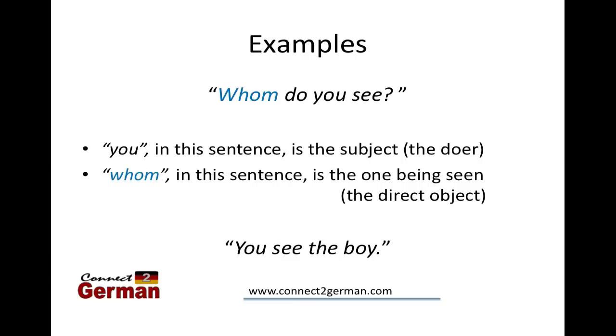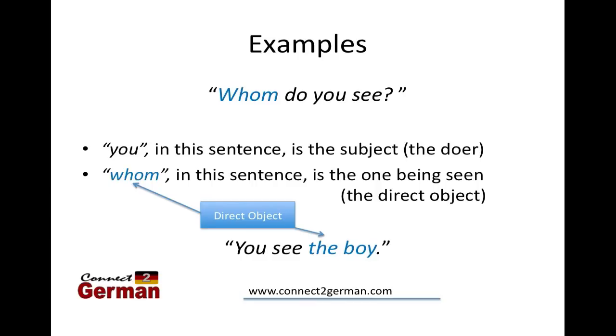So let's take a look at an example of an answer to that question. You see the boy. Well, the boy here is the direct object. That is what is answering whom. If the boy is the direct object, and we would normally have to use the accusative case for it in this case, we also have to show that in the question word whom.